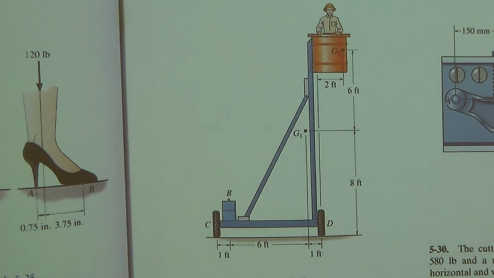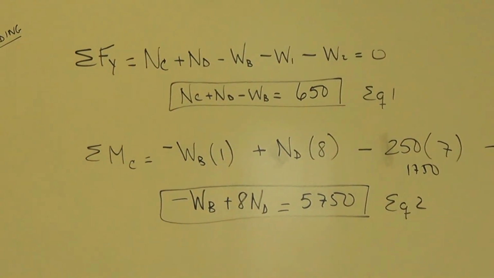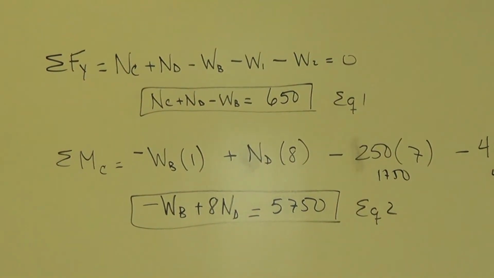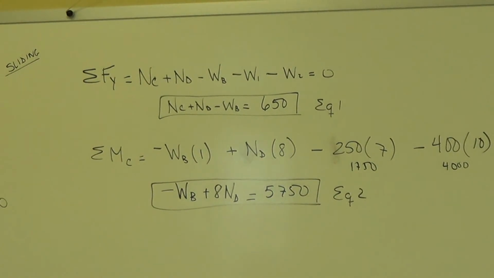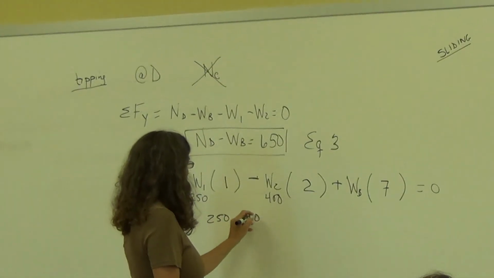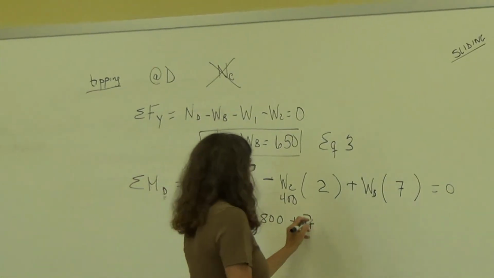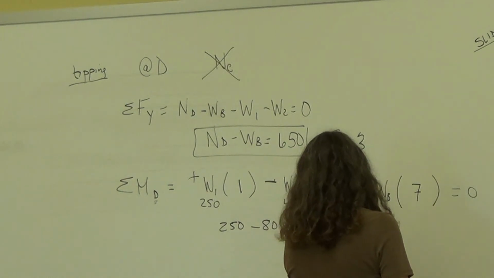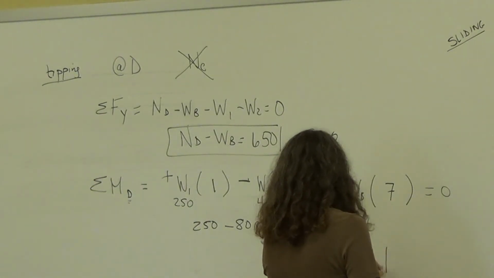Okay, is everybody all right with the distances now? Yeah. Okay, what's the value of W1? 250. What's the value of W2? 400. Okay, so 250 minus 800 plus 7 times WB equals 0. What is WB equal to?